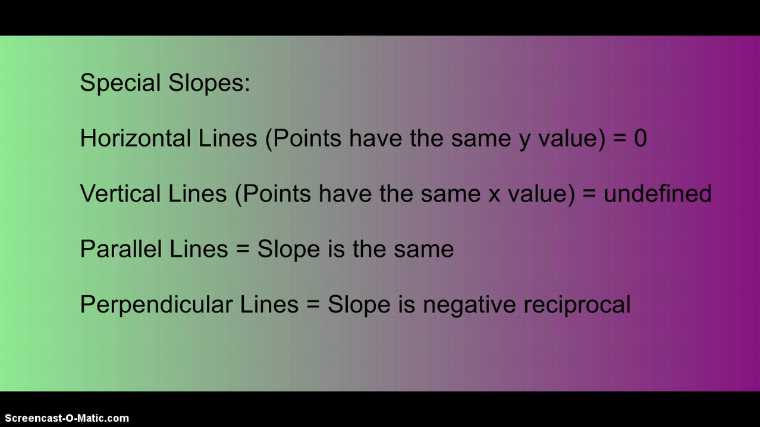Last 2 things you need to know about slope. Parallel lines have the same slope. Perpendicular lines have slopes that are negative reciprocals of one another. So what that means is, whatever the slope of your original line is, a line perpendicular to that will have a slope that is flipped upside down and has the opposite sign.